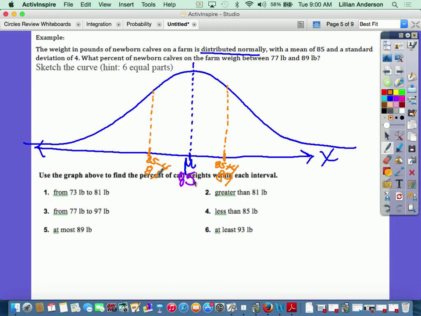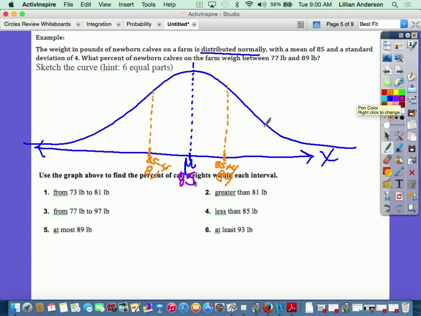So this tells us that between 81 pounds and 89 pounds, 68% of our data, or 68% of our newborn calves, are going to be in between that weight. That's what that tells us here, okay?